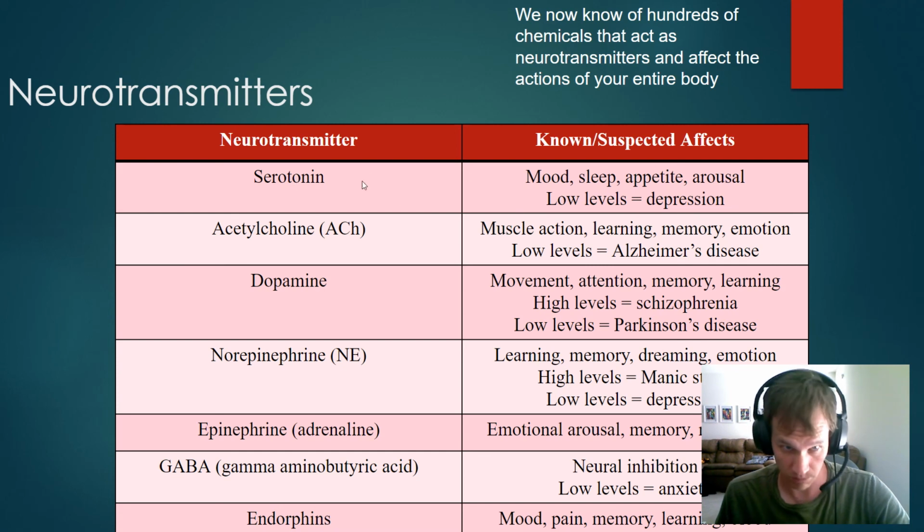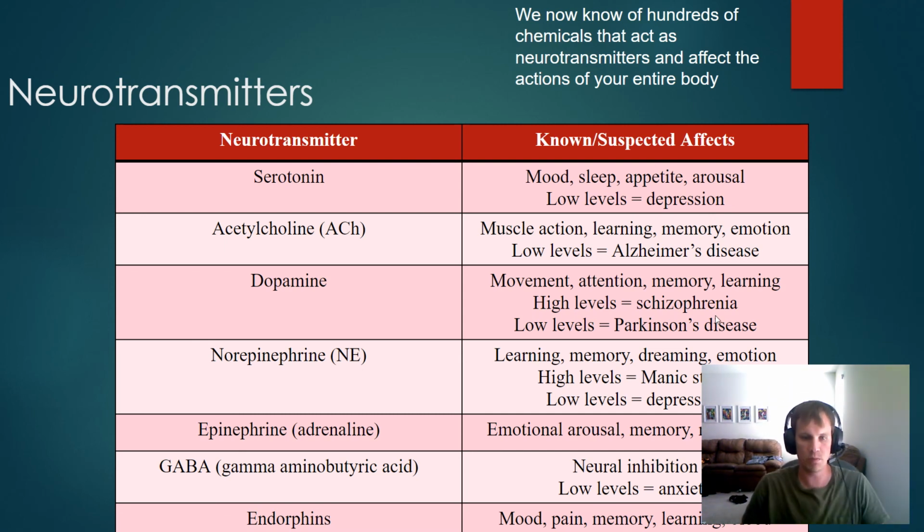Low levels of serotonin, we think, lead to depression; acetylcholine, Alzheimer's disease; high levels of dopamine, schizophrenia; low levels, Parkinson's. So make sure you're pretty familiar with neurotransmitters, how they work, what an agonist is, what an antagonist is. Those things very well might be on the test.